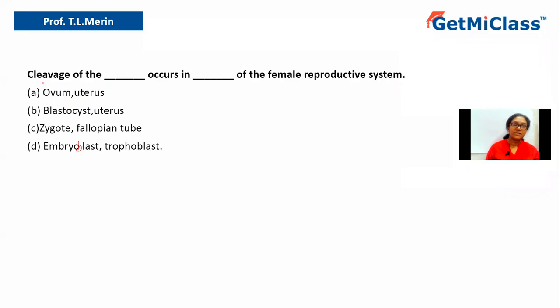Okay, so let us understand the question. It says cleavage of the dash occurs in the dash of the female reproductive system. Since they are talking with respect to the female reproductive system, let me discuss cleavage with you now. What do you mean by cleavage? Cleavage is a stage during which the zygote undergoes division. The zygote begins its division by the process called cleavage, or you can say that stage itself is called cleavage, during which the zygote gets divided.